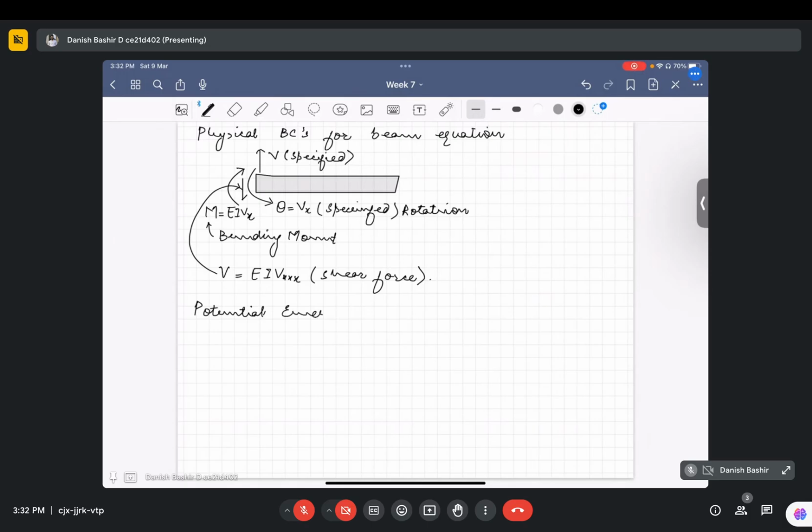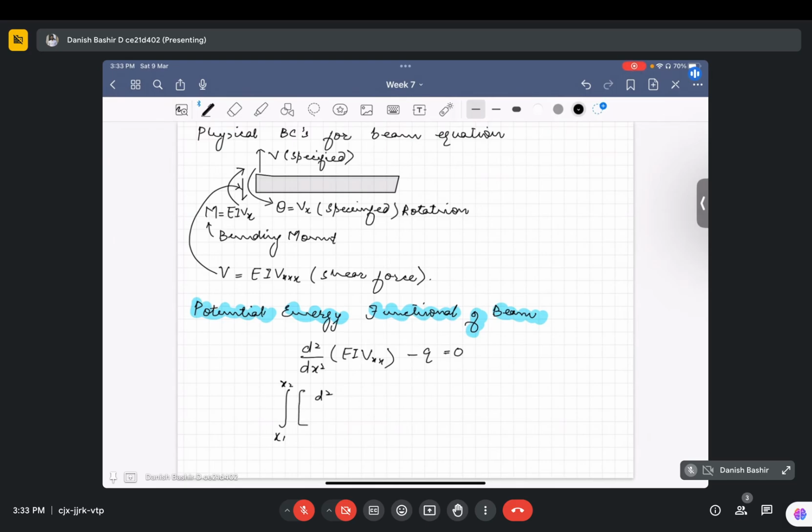of the beam. Okay, so we know that our beam equation is d2 by dx square of EI vxx minus q is equal to 0. Multiplying both sides by delta v, the variation of v, and integrating over the domain. So for example, the domain goes from x1 to x2. These are the two domain points.